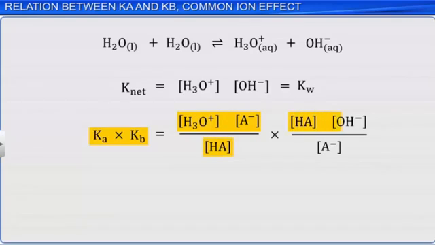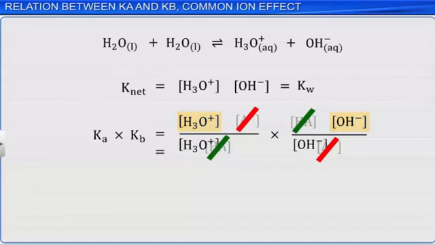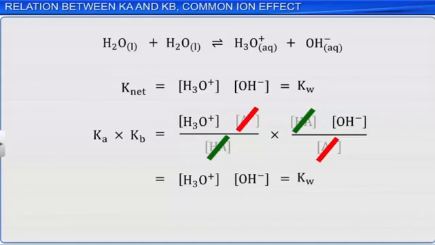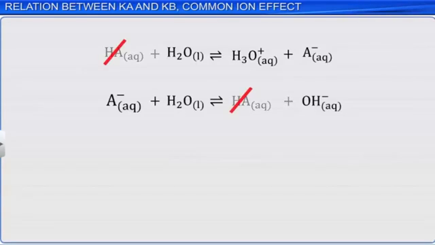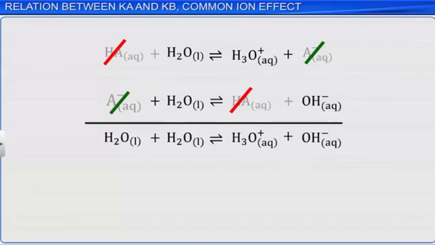On cancelling the common terms, you get the product of concentration of H3O+ and OH-. This, as you know, is equal to Kw, the ionic product of water. Hence, it can be concluded that the product of Ka and Kb is equal to the ionic product of water. This leads us to conclude that the equilibrium constant for a net reaction obtained after adding two or more reactions is equal to the product of the equilibrium constants for individual reactions.